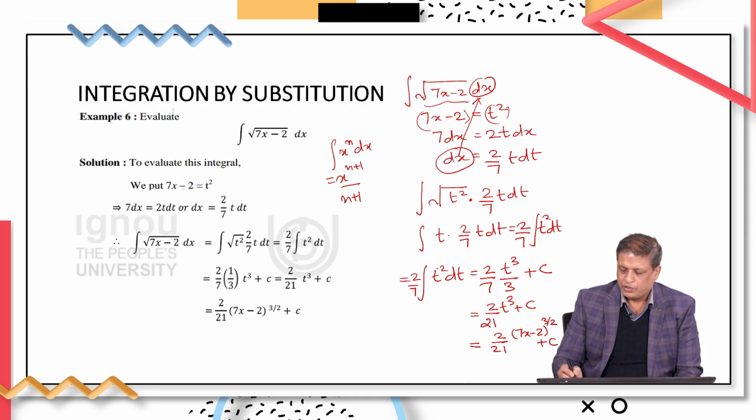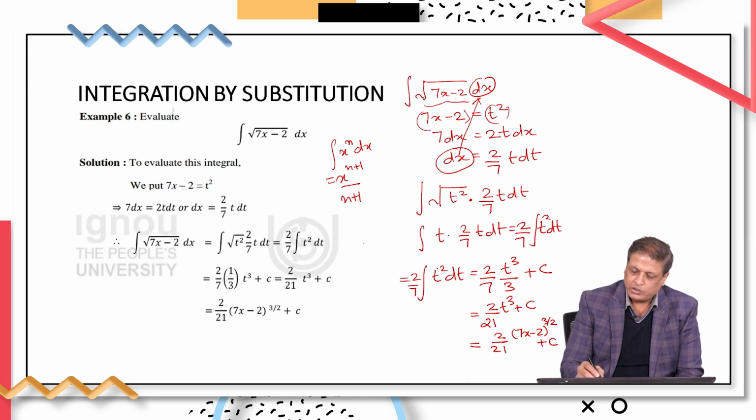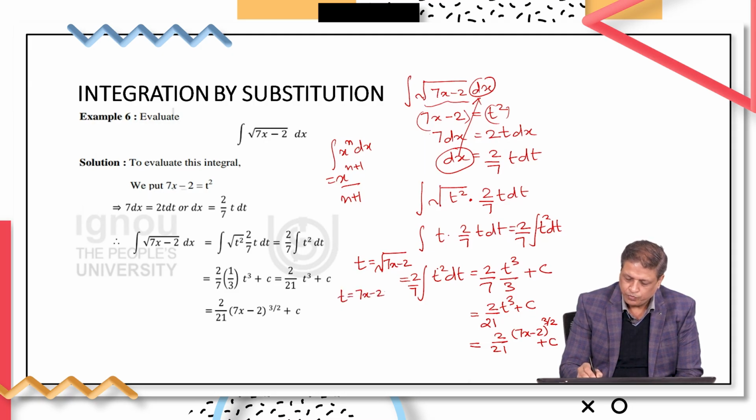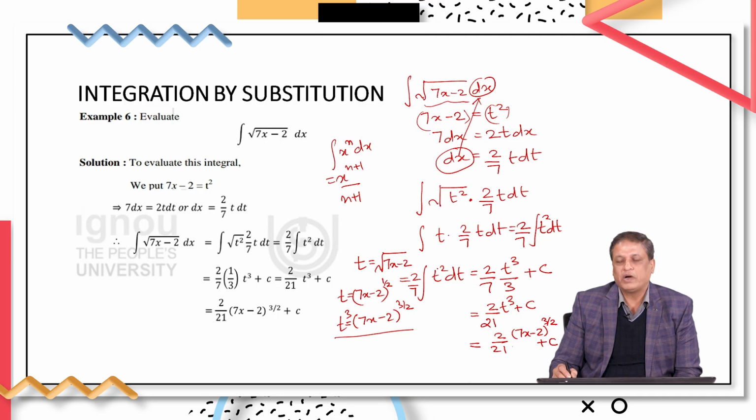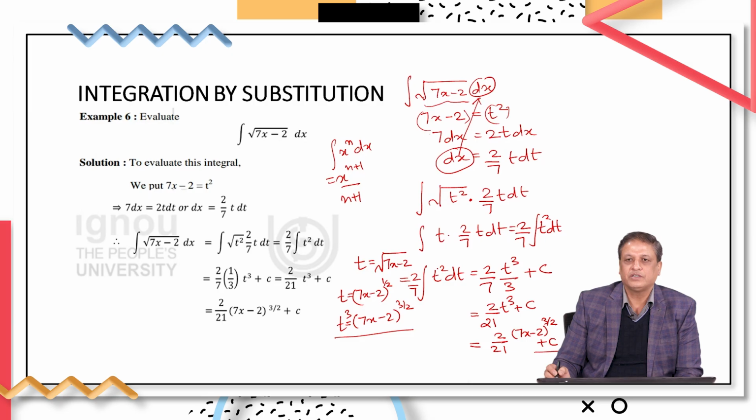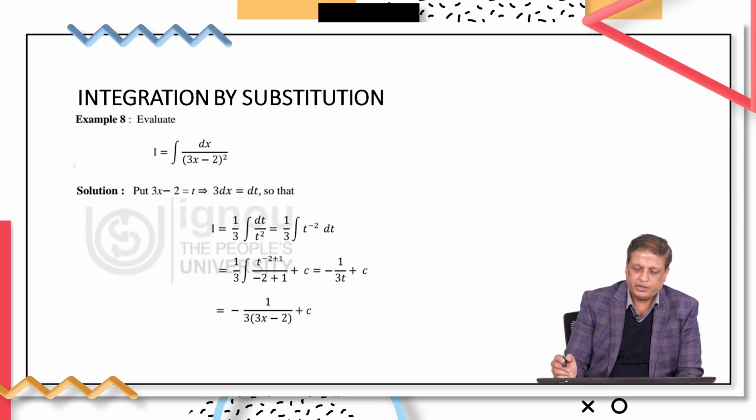plus c. So, why is it turning out to be 3 by 2? Because t is equal to square root of 7x minus 2. So, that means t is equal to 7x minus 2 whole to the power 1 by 2. So, that means t cube is equal to 7x minus 2 whole to the power 3 by 2. So, that is why we are getting the value 2 by 21, 7x minus 2 to the power 3 by 2 plus constant of integration c. I hope you understood how we solve this integral.